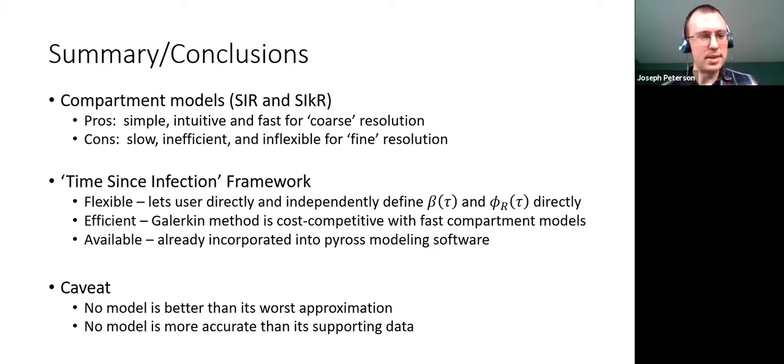Yeah, but again, no model is more accurate than its supporting data, and no model is better than its worst approximation. So if all you know is that the average latency period is somewhere between 3 and 5 days, and that's the best level of resolution that you have, then it doesn't necessarily make sense to use a model that requires you to pinpoint exactly how long these different periods are. You may as well just use a compartment model that lets you fix an average, and that's all you have to fix. Then you know what the uncertainty is, and where the uncertainty is put in that model.